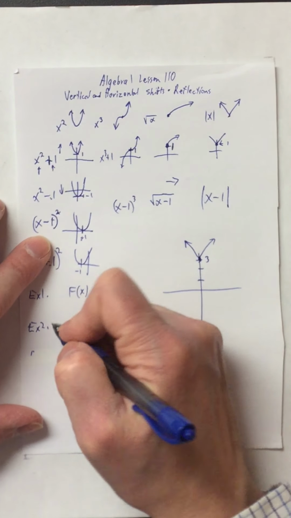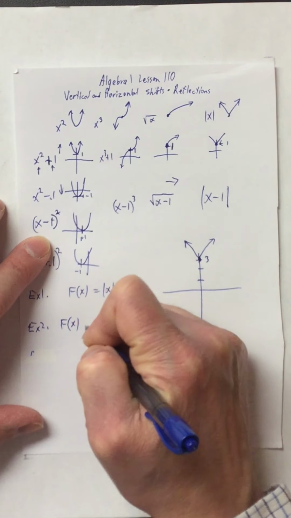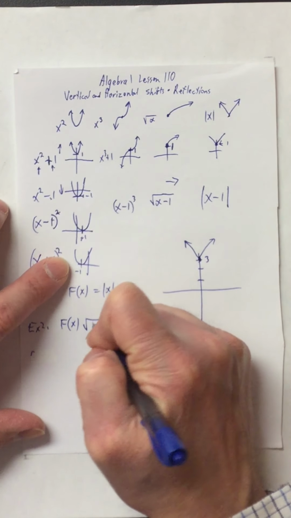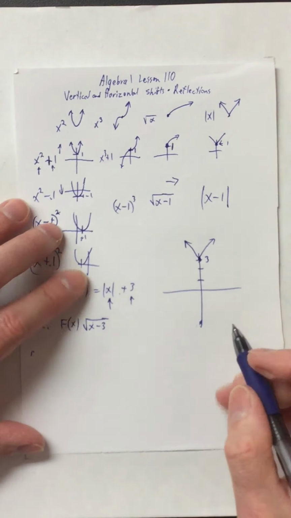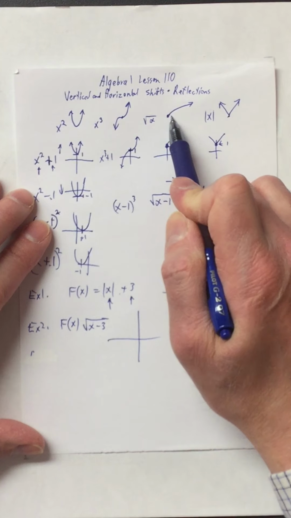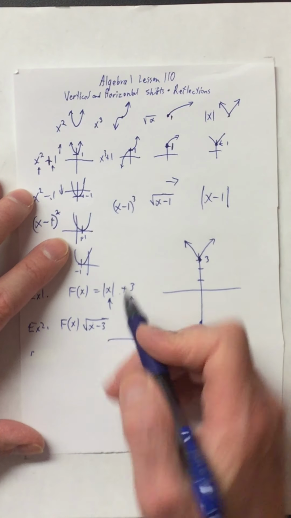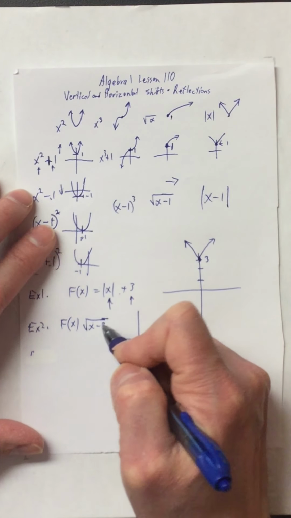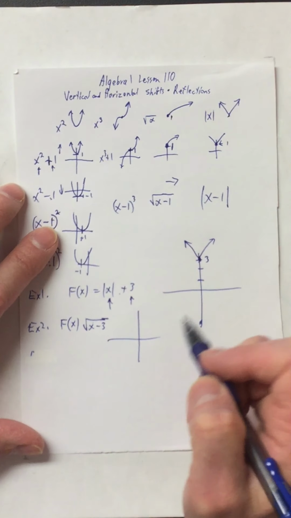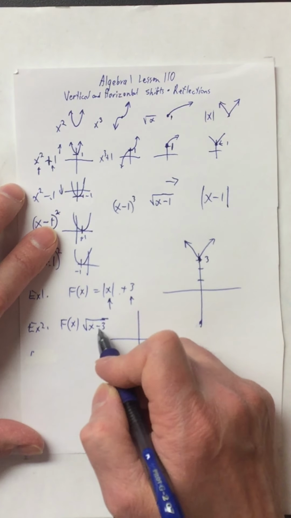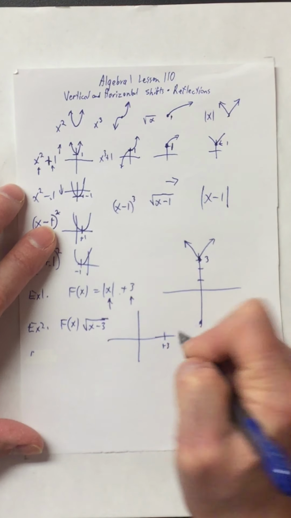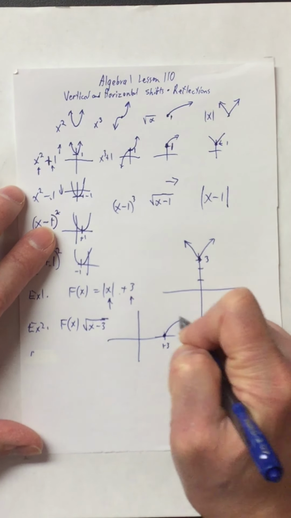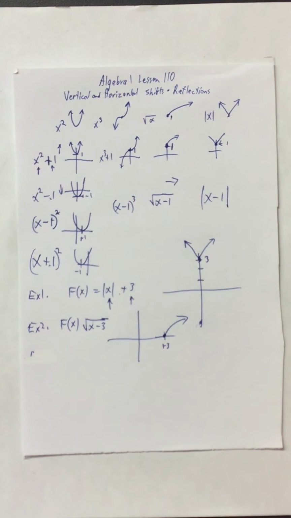Example 2 is f of x is square root of x minus 3. Okay, so this one here, put my graph on there. Identify the square root as this guy's shape there. It's a -3 inside of the square root. It's connected to it. So that's actually going to be a horizontal shift, and it's opposite of the sign there. So that's coming over here to +3 on the x value. Put a dot and a line going out that way.